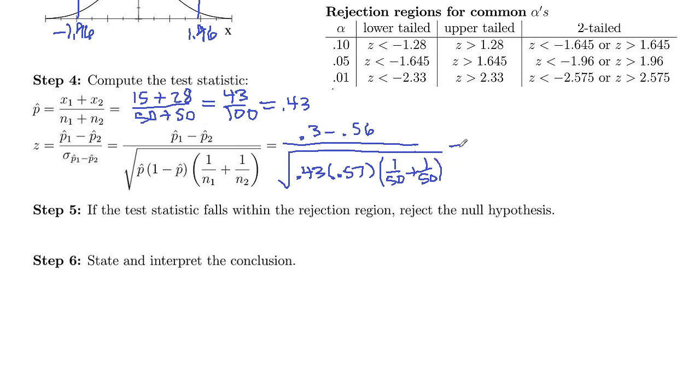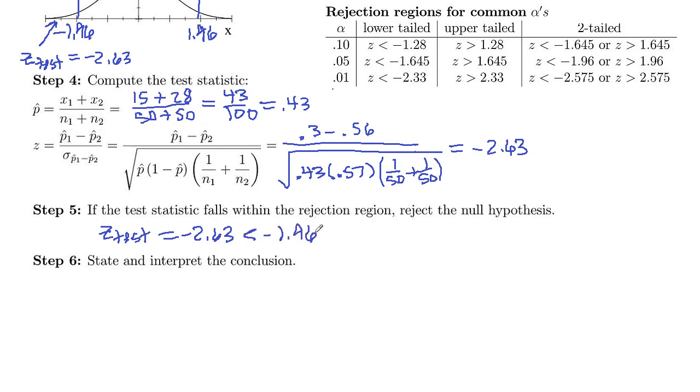And if you plug this into the calculator, you will get negative 2.63 to 2 decimal places. So negative 2.63 would be over here. So that is our z-test statistic, negative 2.63. And that is in the rejection region. It is less than negative 1.96. So we reject H0.